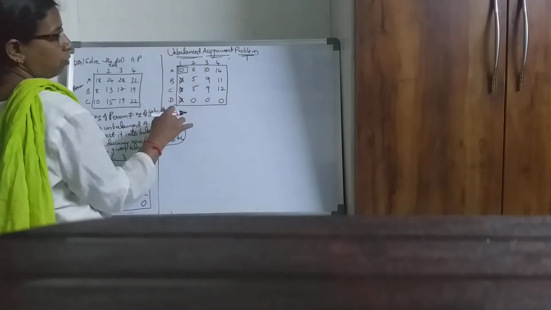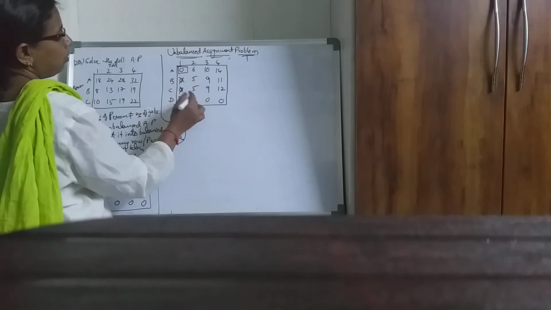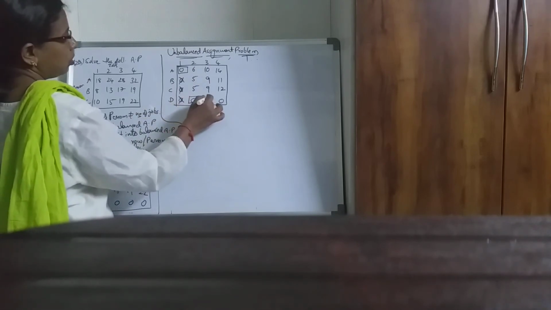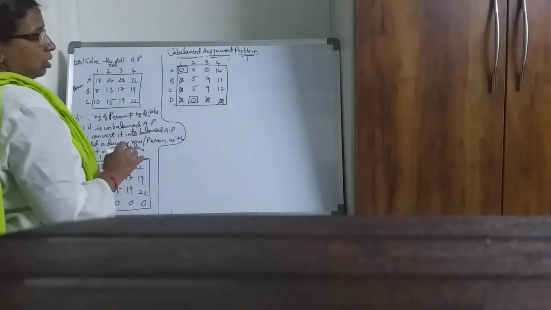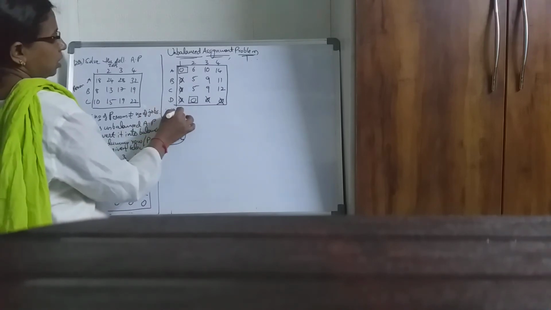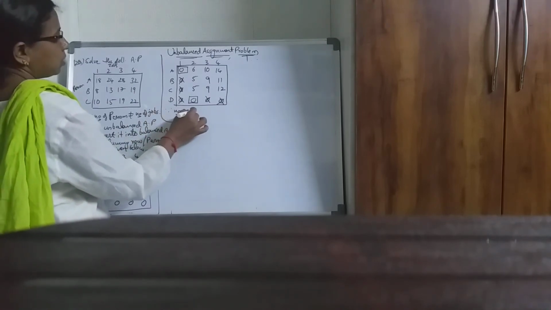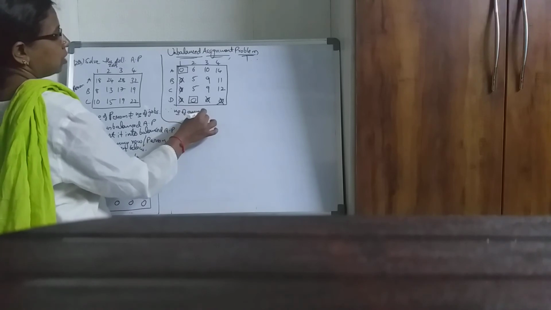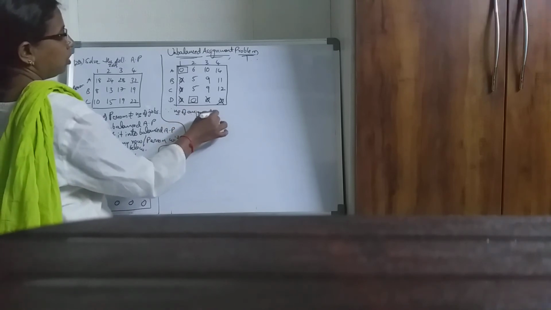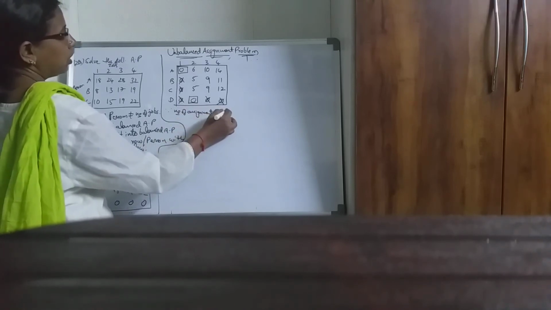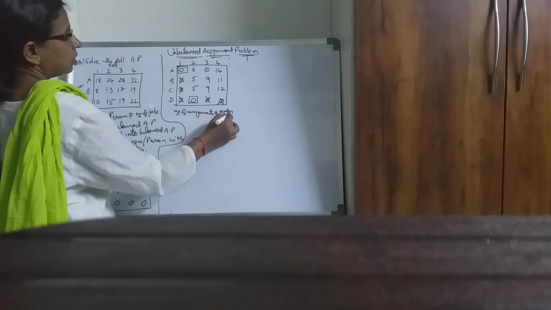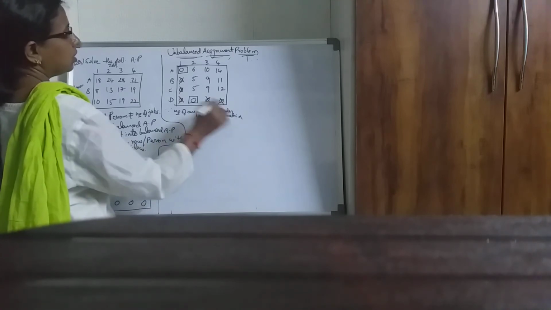First column already you have made it. Second column, you have only one zero. Make an assignment here. Cross off all other zeros. So here also same, since number of assignments is not equal to the order of matrix, again draw the lines.